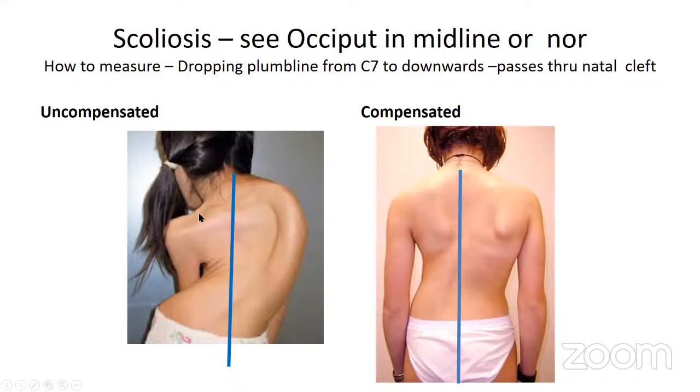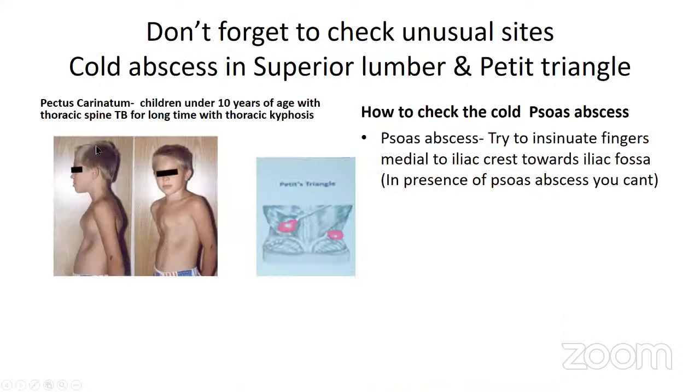Now, don't forget to check the unusual size in front of the chest wall. So suppose it's a pectus carinatum. What is the significance? Children under 10 years of age with thoracic spine tuberculosis for a long time, with thoracic kyphosis, that can lead to this.